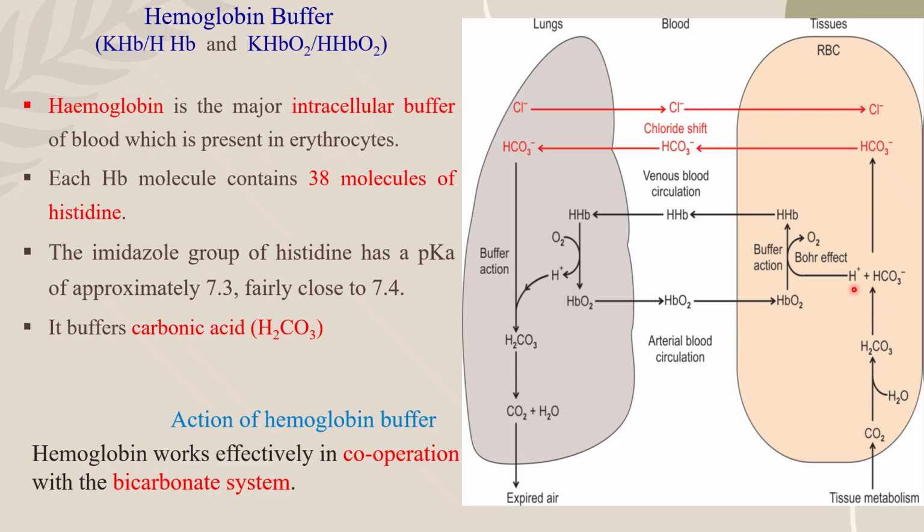Then this H plus ion is taken up by oxyhemoglobin, and it forms a temporary complex, this is hydrogenated hemoglobin, and in the course of its formation there is a release of oxygen. This effect is known as the Bohr effect. Because of the presence of this H plus ion, it facilitates the downloading of oxygen into the tissues. Then this hydrogenated hemoglobin reaches the lungs via blood.